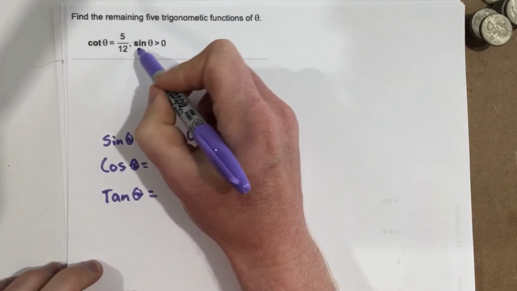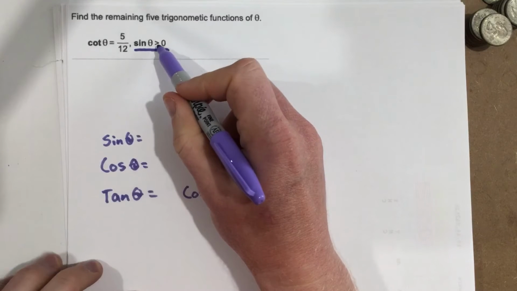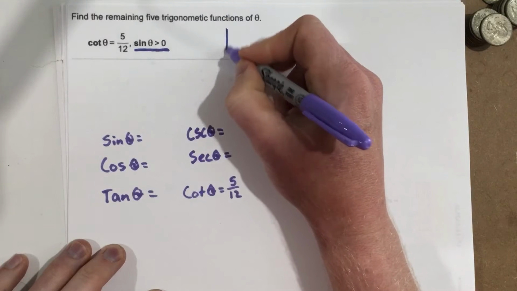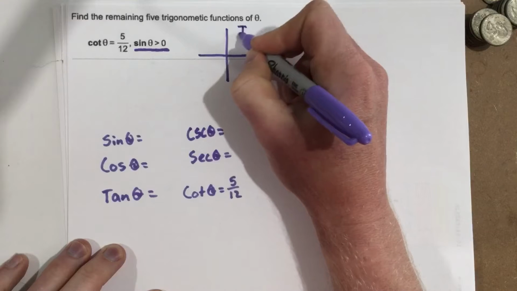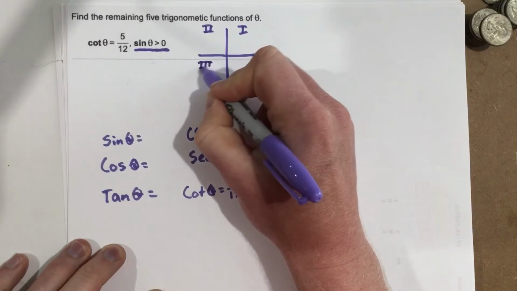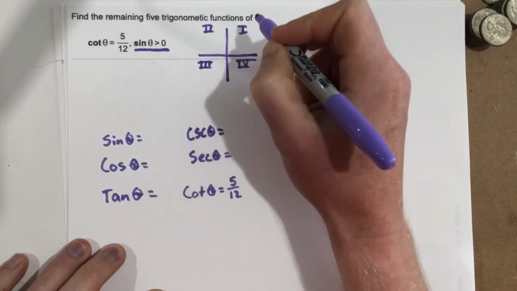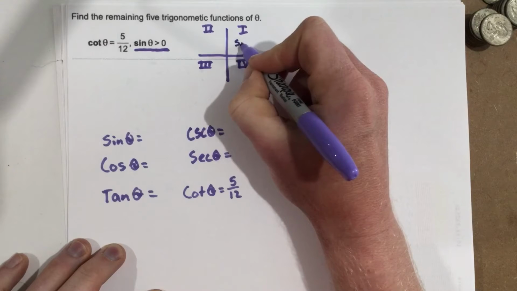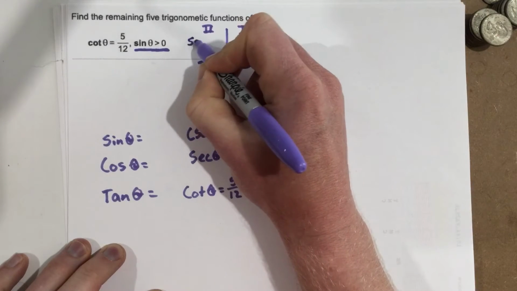They tell us a piece of information which says sine theta is greater than 0. What they're trying to tell us is the quadrant that we are currently in. Well, if sine is greater than 0, let's go ahead and draw out our quadrants. So this is quadrant 1, this is 2, this is 3, and this is 4. Now, sine is greater than 0 in quadrant 1 and 2.